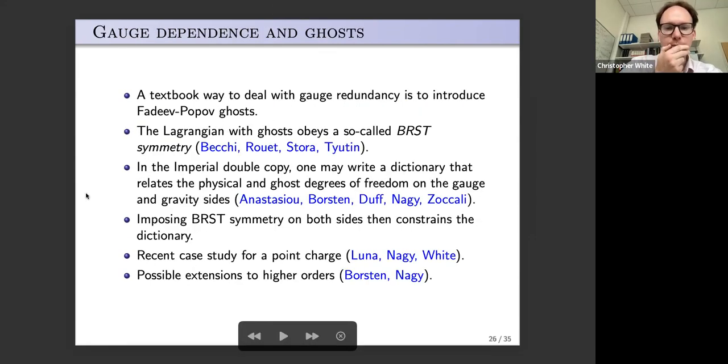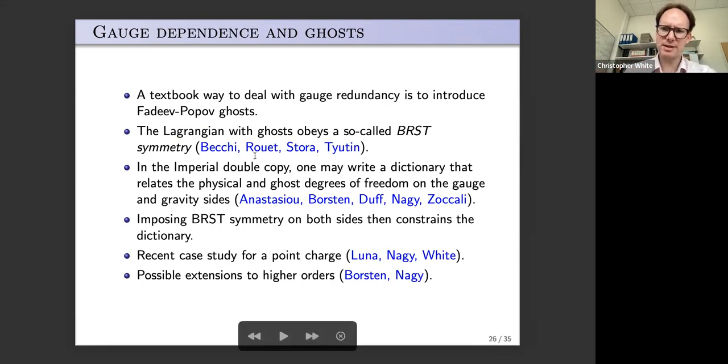Yes, okay, so I've got a few words on that, in fact. A textbook way to deal with gauge redundancy is to introduce what we call Faddeev-Popov ghosts. And the Lagrangian with ghosts included obeys an abstract symmetry called a BRST symmetry, in this double copy that was pioneered by the Imperial group. So with this convolution approach, you can write a dictionary that relates the physical and the ghost degrees of freedom on the gauge and gravity sides. And if you then impose the BRST symmetry on both sides, then you end up constraining that dictionary.